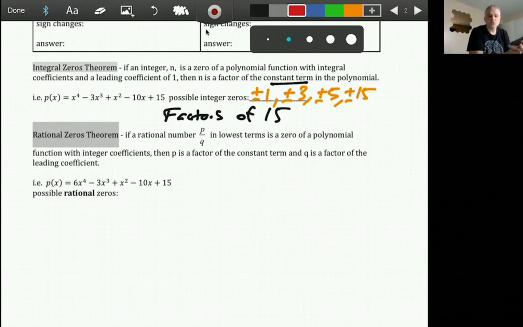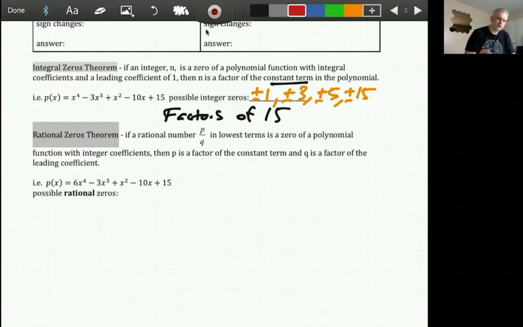Okay, the rational zeros theorem tells you every possible fraction that is rational. A rational number, by definition, can be written as a fraction. Every possible fraction that could be an x-intercept, you're going to be able to list them. Here they are. So we talk about P over Q.